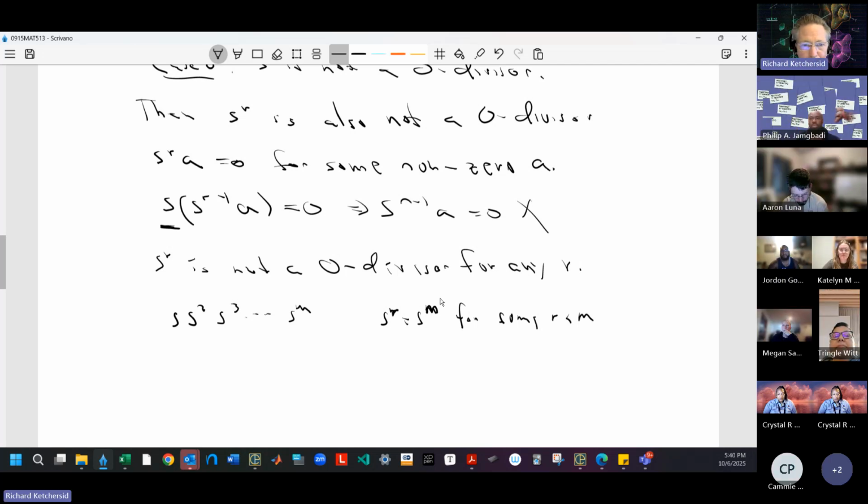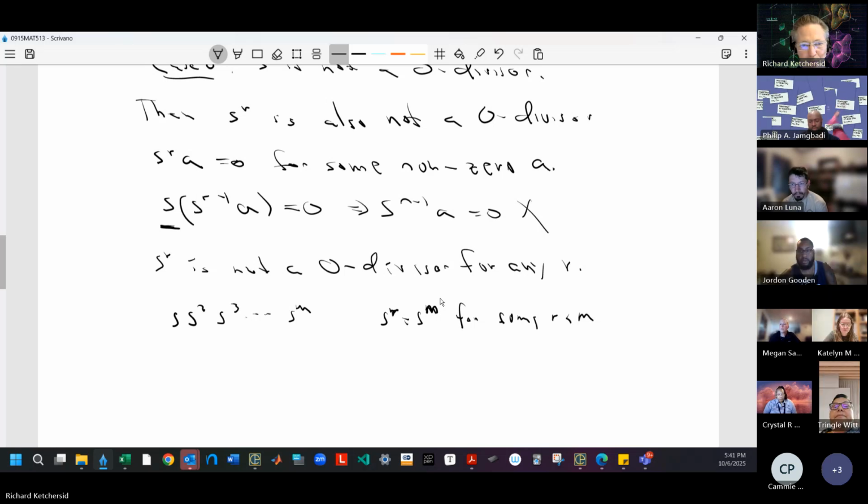Does that make sense? I start with S, I look at S squared, eventually I've got to repeat. Again, this is not a new argument. This is one we did with groups, or I mean, you did with groups, assuming you read the book. Does that make sense? Everyone nod or thumbs up or something.